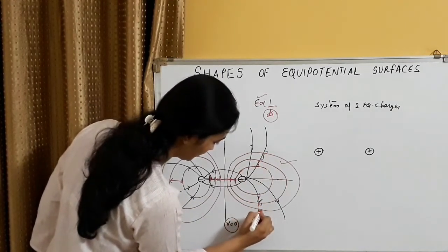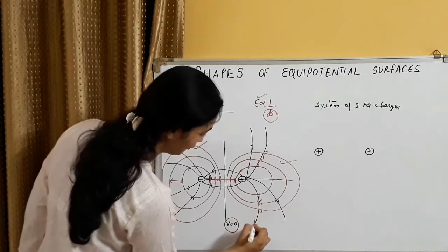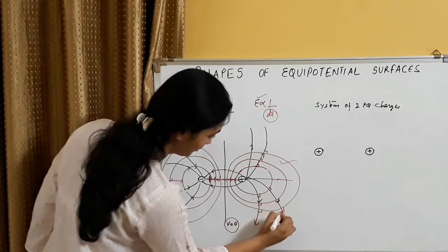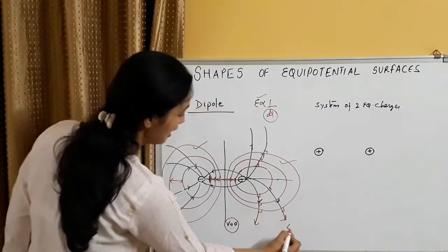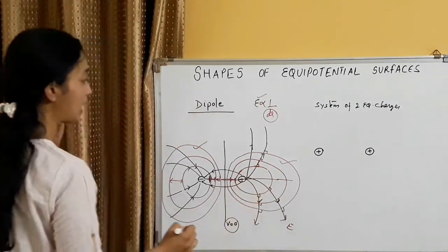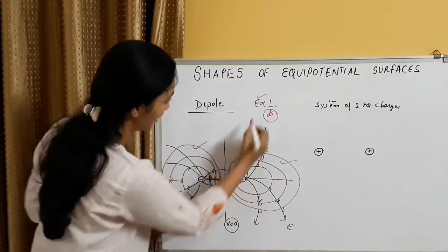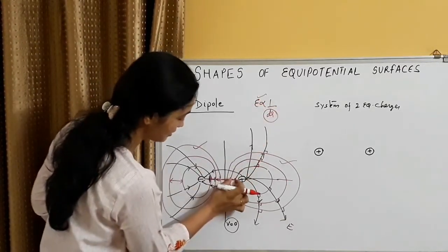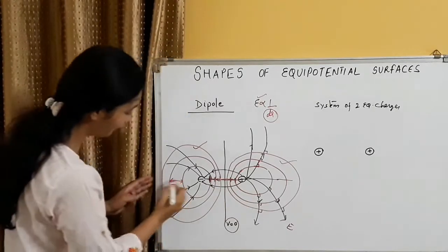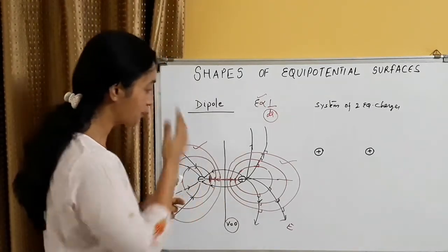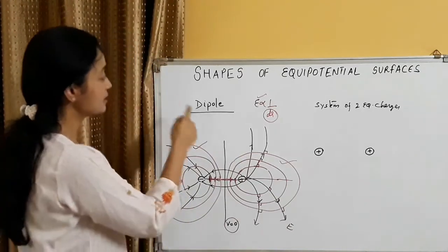Perpendicular, perpendicular, perpendicular, with the electric field lines. Here also it is perpendicular. Electric field lines and equipotential surfaces are perpendicular to each other, and on the side where E is strong, the distance dr is small, and on the side where E is becoming weak, dr is increasing. And these are the equipotential surfaces plotted for a system of dipole.